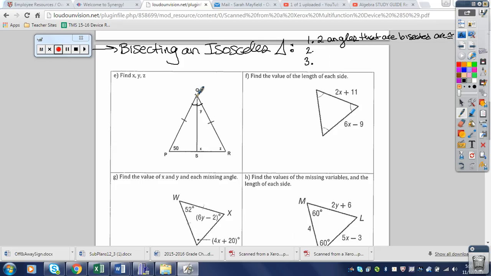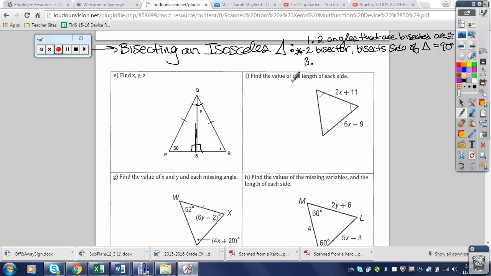All right, what else do you know? Well, you bisect this angle here, it forms a perpendicular bisector. So the bisector bisects the side of the triangle, which equals 90 degrees. Probably the most important piece.